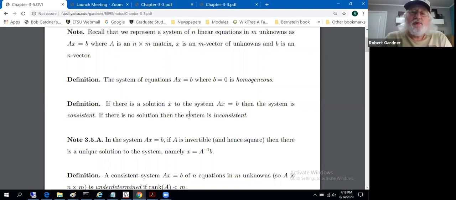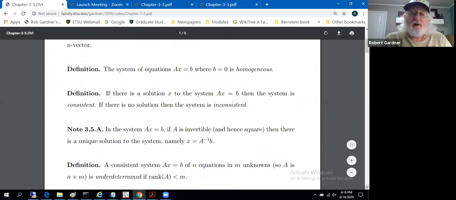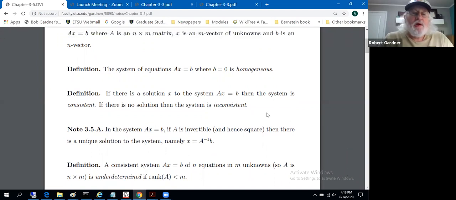Definition: if there is a solution, x, to the system Ax equals b, then that system is consistent. All homogeneous systems of equations are consistent for the reason just explained. If there's no solution to the system of equations, then the system is said to be inconsistent. Okay, and you've solved these to no end in linear algebra. As you know, a consistent system might have a unique solution or it might have multiple solutions.